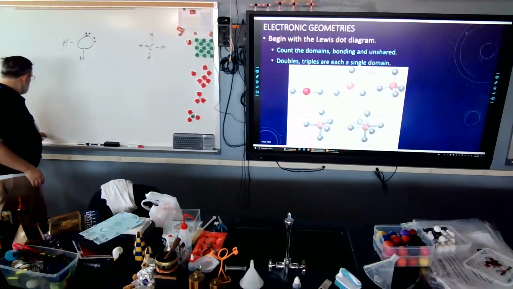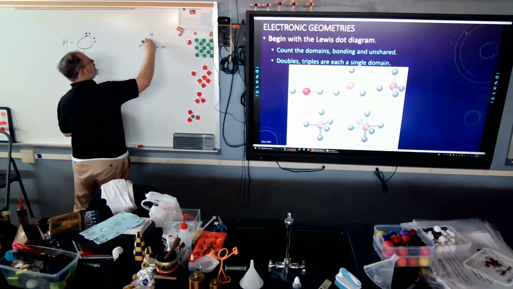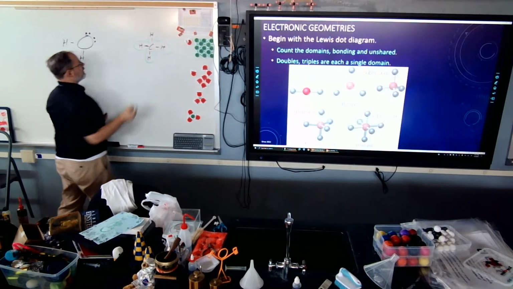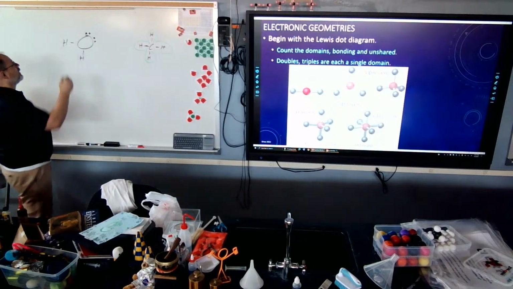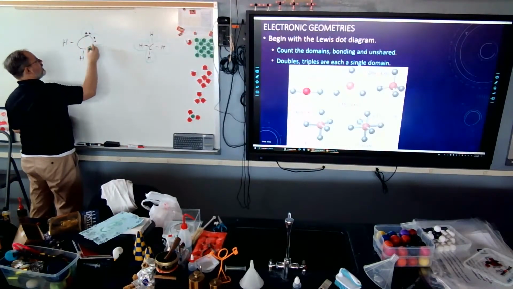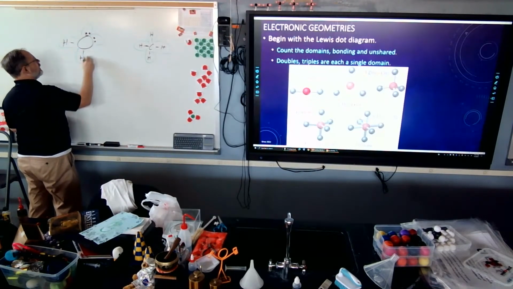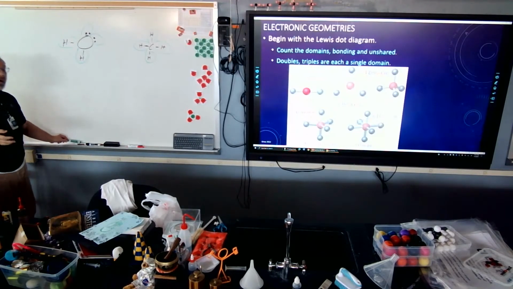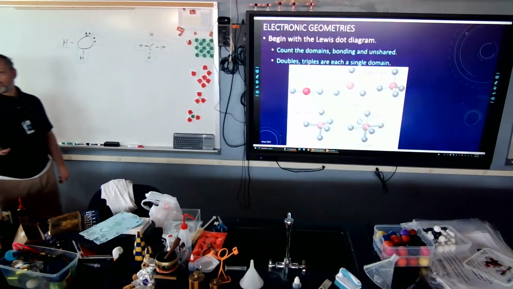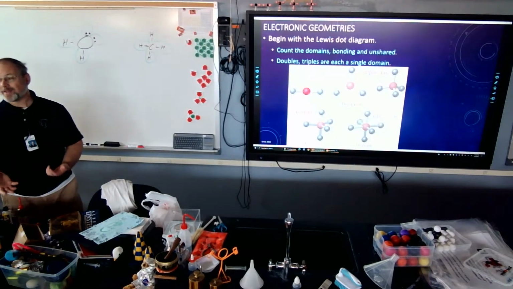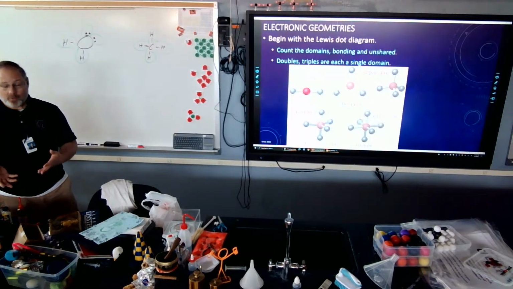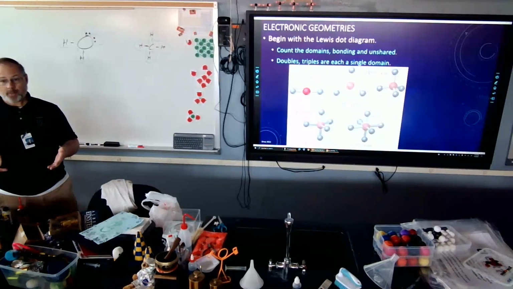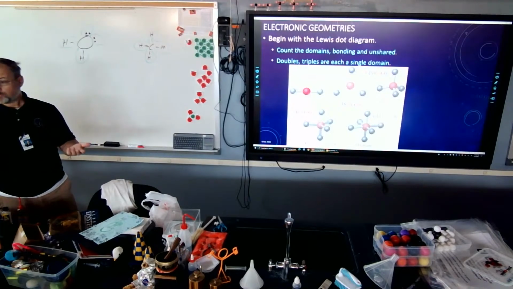So methane has a domain there, a domain there, a domain there, and a domain there. Water has a domain there, a domain there, a domain there, and a domain there. Okay? Four and four. They both have four domains, which means electronically, they both have a tetrahedral geometry. So far, so good?